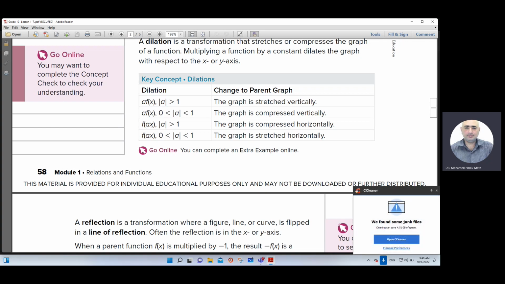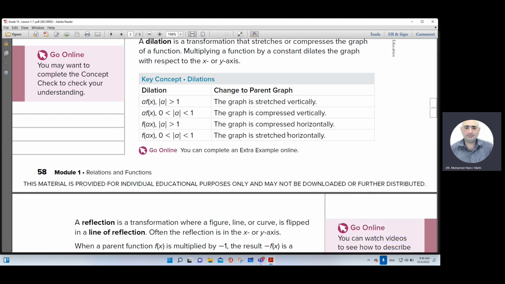And when you have the next form of the function, f(ax), if the value of a is greater than 1, the graph is compressed horizontally, the opposite. And when the value of a is between 0 and 1, the graph is stretched horizontally.